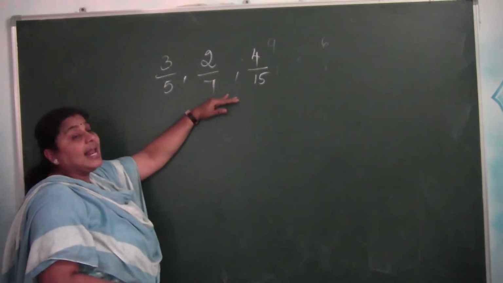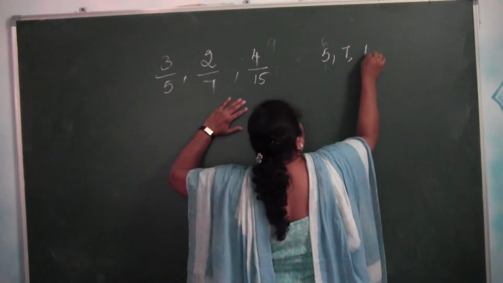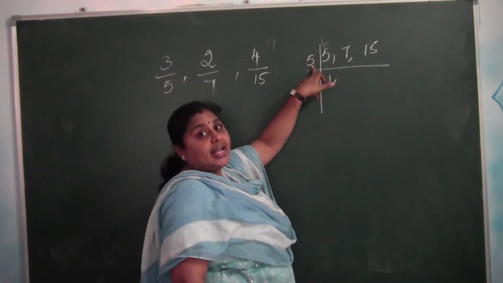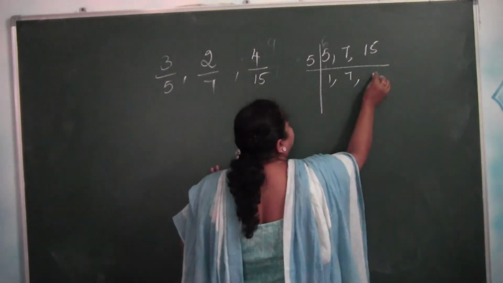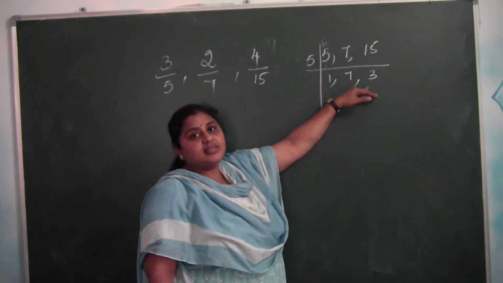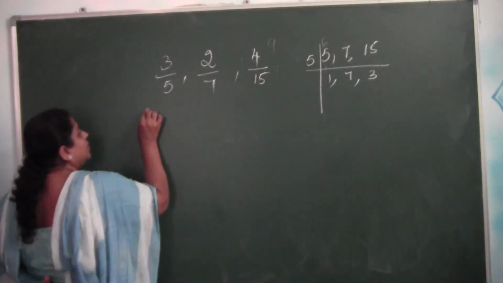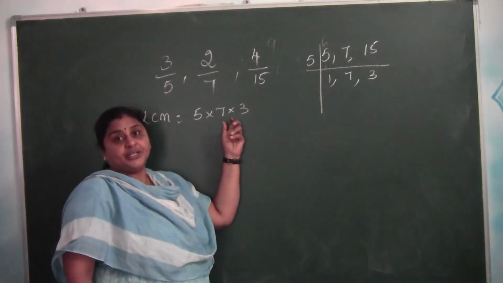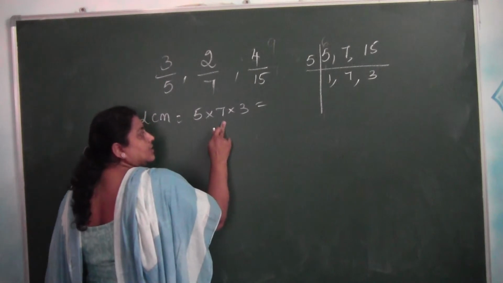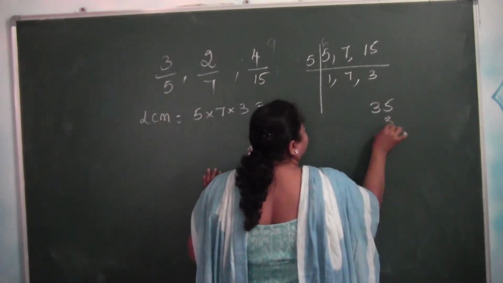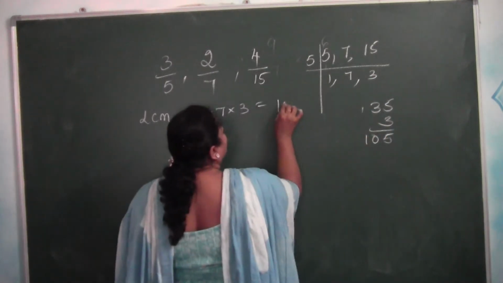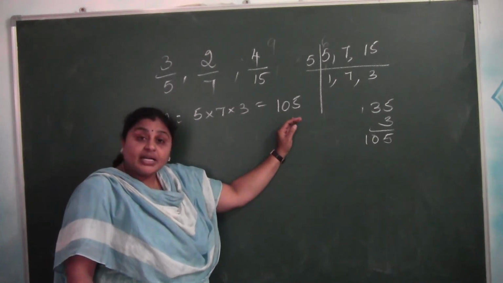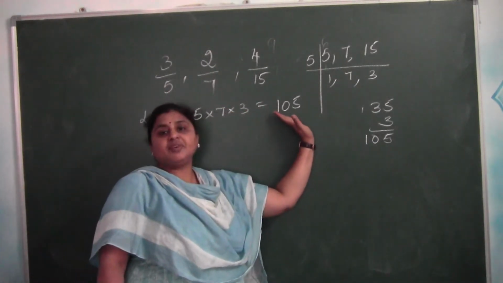Now let us calculate the LCM of 5, 7, 15. You know already how to do the LCM. 5 ones are 5. Will 7 come in 5? No. So I write 7 as it is, and 5 in 15 is 3 times. Now I stop the LCM here because I got prime numbers. What is the LCM we got? 5 into 7 into 3. 5 sevens are 35, 35 threes are 105. So my LCM is 105.